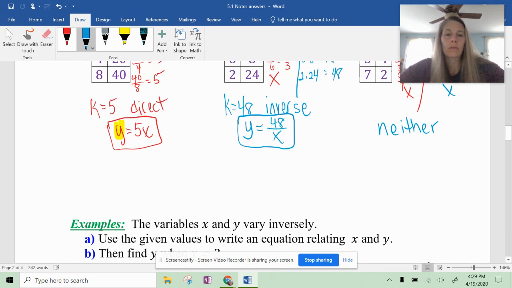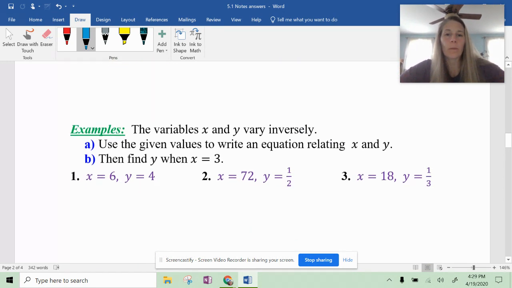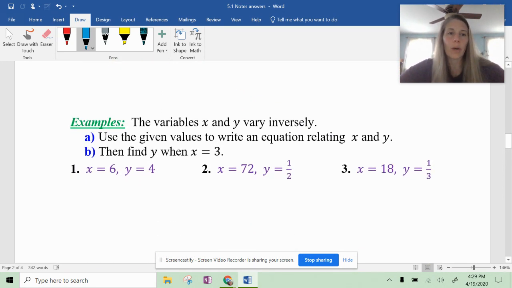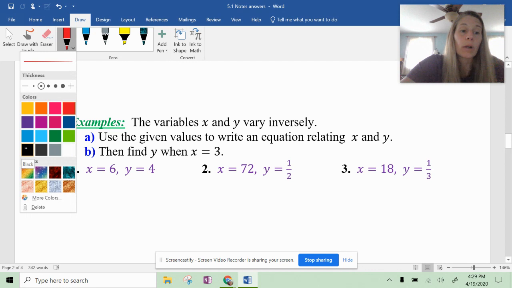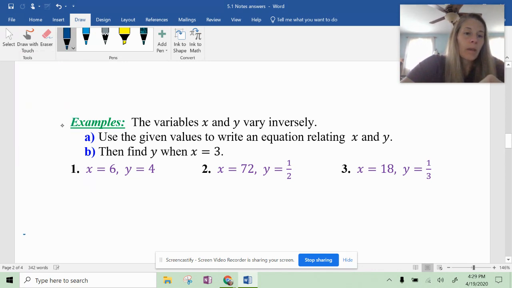Okay. So now we're going to apply this to some problems, and I'm going to put a couple of basic steps to follow because people like to rush to the answer sometimes and then they miss some important steps. So the first thing that we're going to do here is find k, and I would encourage you to write this down if you're writing your notes.